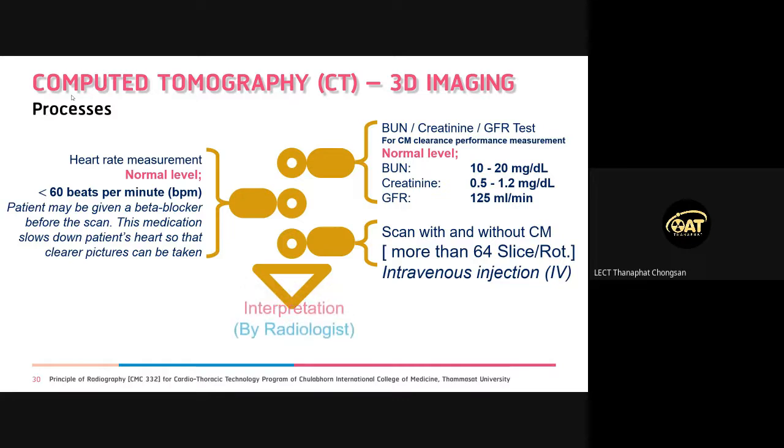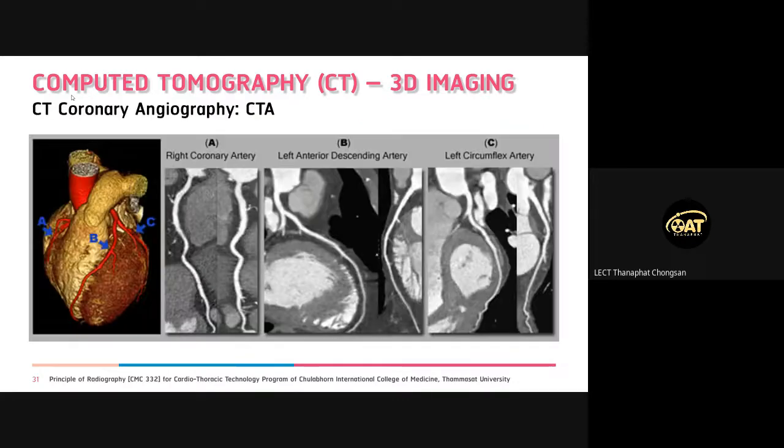Next, scan and interpret. Not only can contrast media increase brightness in the heart chamber, but also in the coronary artery. From that procedure, we can estimate the patient's coronary artery in CT coronary angiography or CTA. This is a CTA image. Everyone can see the pathway of the coronary artery, along with the cardiac muscle. This is a 3D image from CT reconstruction. Everyone can see the 3D image of the heart.